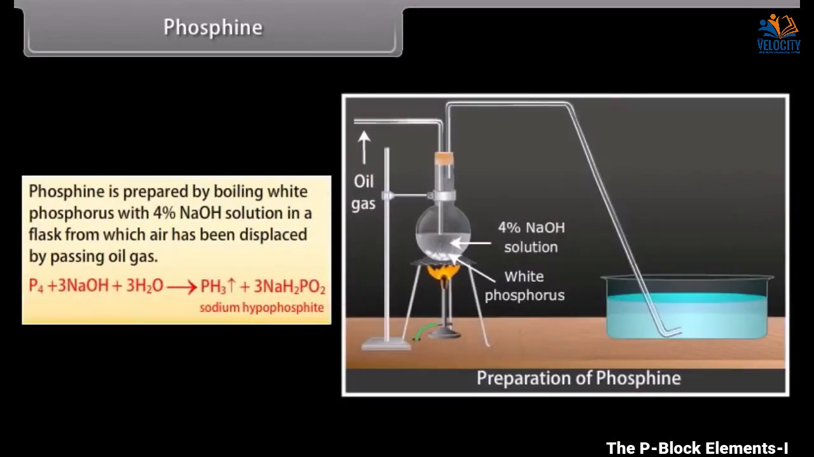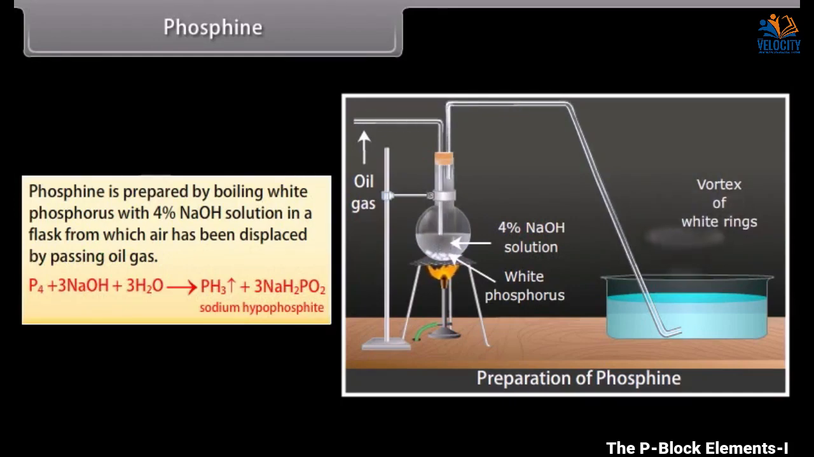Phosphine. Phosphine is prepared by boiling white phosphorus with 4% NaOH solution in a flask from which air has been displaced by passing oil gas. Oil gas is continuously bubbled through the flask in order to displace air.